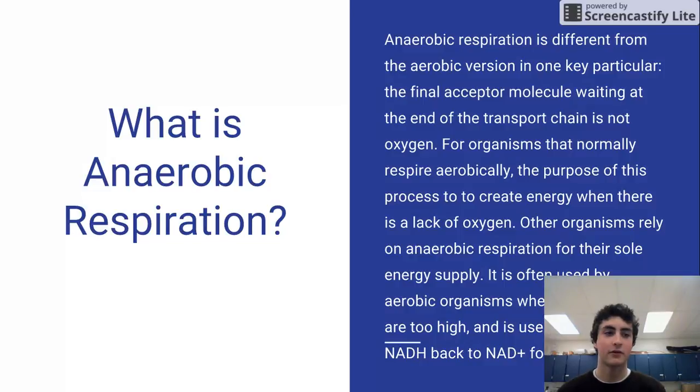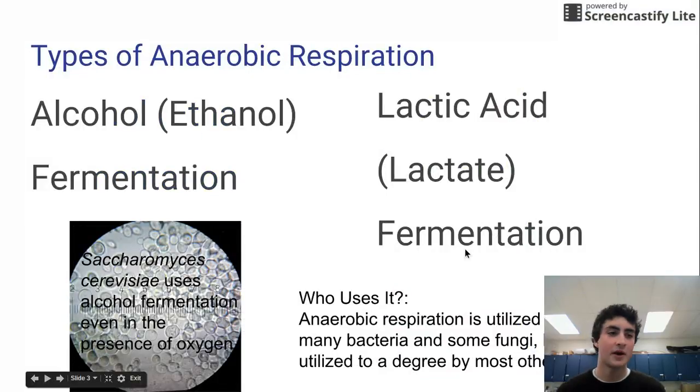It is also used to oxidize NADH back to NAD+ to allow glycolysis to continue, or it is used to remove excess pyruvate when pyruvate levels are too high. There are two types of anaerobic respiration: alcohol fermentation and lactic acid fermentation, each of which produces a different end product but uses essentially the same process. They either produce alcohol or lactic acid as their end product.